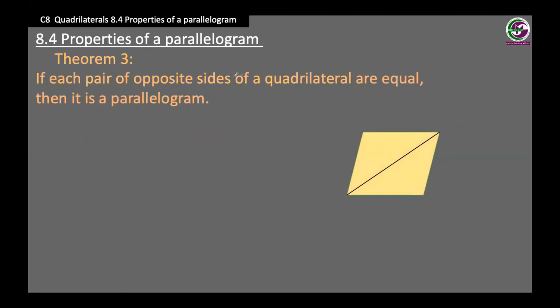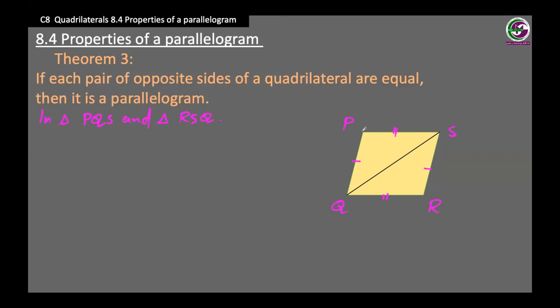If each pair of opposite sides of a quadrilateral are equal, right now we don't know whether this is a parallelogram or not. This is just a quadrilateral with opposite sides equal. These two sides are equal, these two are equal. Now we have to show that this is a parallelogram. This becomes a parallelogram if PS is parallel to QR and PQ is parallel to SR. So let us take the triangle PQS and the triangle RSQ.